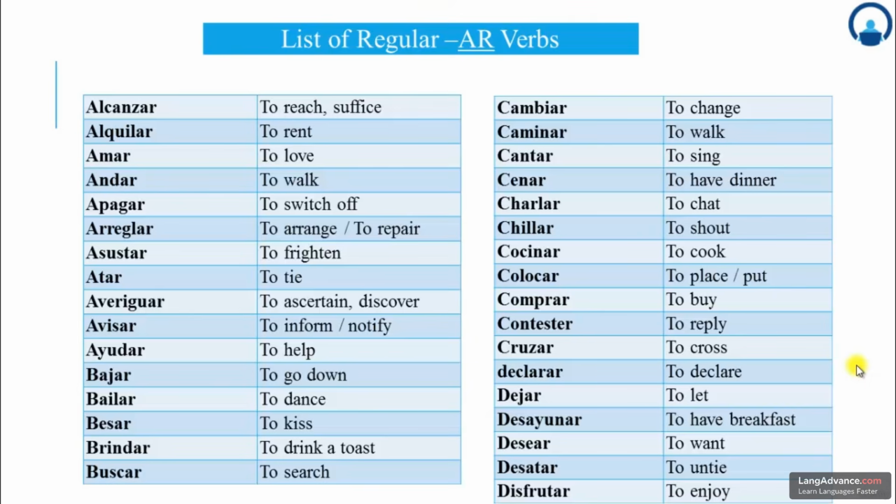There can be many more AR verbs, but this list is the list which we generally use in our day-to-day sentences. So, in these tables and the following tables, which you will see, we have the Spanish words on the left hand side and their corresponding meaning is written on the right hand side.